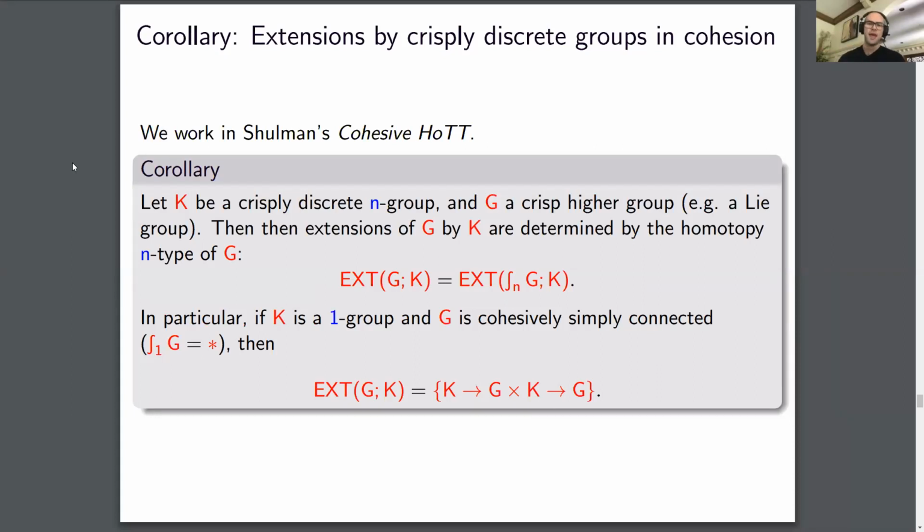To extend G by K, it suffices to extend the homotopy n-type of G by K. So in particular, if K is a 1-group, so just a regular group, and G is cohesively simply connected, so if it was a Lie group, it's a simply connected Lie group, then there's a unique extension, which is the trivial one. So this is a classical little theorem. It could be given as a homework exercise when someone learns about covering spaces, but here's a nice application.